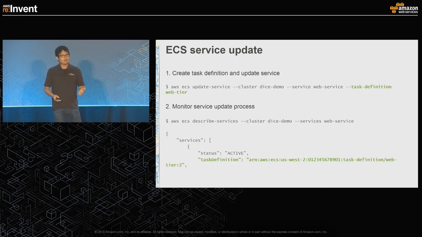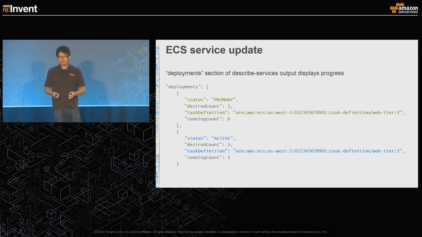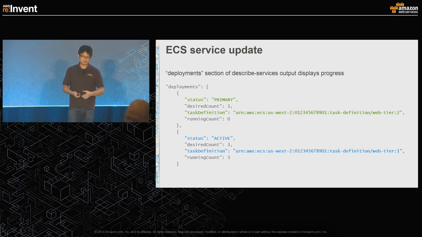So after you've issued this update service command, you can use describe services to monitor your progress. So here in the output, you see there's a services section that references the new green task definition that we've created. And you can see that it has web tier:2, which is indicating the second revision. Also important in the output is the deployment section. So here you'll actually see that there are multiple deployments in play. The green task definition is marked as primary, meaning ECS will respect that and slowly issue that out into your container instances. And you see that the blue task definition is still marked as active.